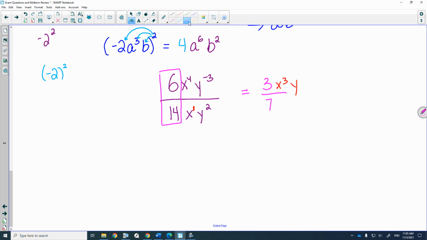The y would be -3 minus 2 would be -5. Because when you apply quotient law, you write everything up top and then you move at the end. And then you would say, okay, this has got to go. So your answer would be 3x to the 3 over 7y to the 5. I suggest looking at quizzes that we've done as practice.